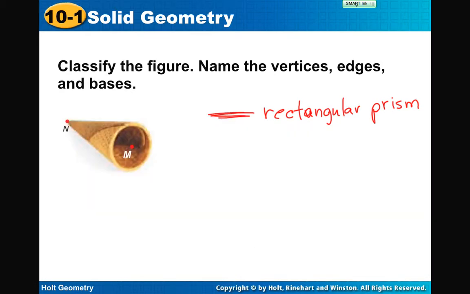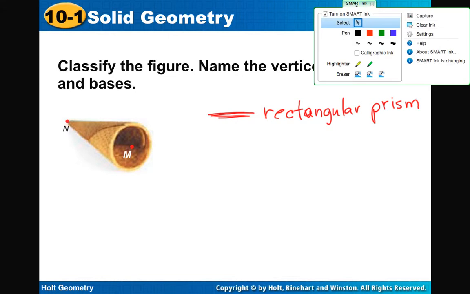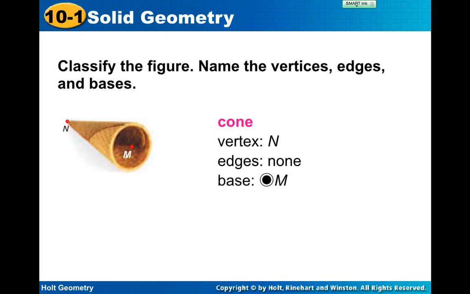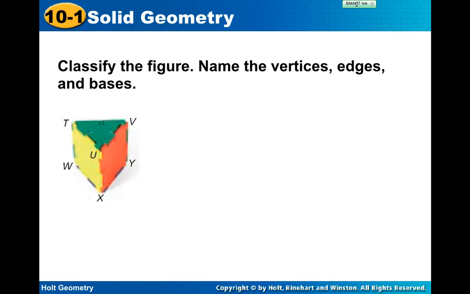Okay, next shape, a little bit pixelated, but what is it? Cone, correct. So what would be the vertices of the cone? Just N. M is not a vertice. It's just the center of that circle. Edges. None. Yeah, there are no edges. How about bases? And we have a symbol for circle, which was a circle with a dot inside it. That dot's really big here, but circle M. Okay, so that one was a little bit different.